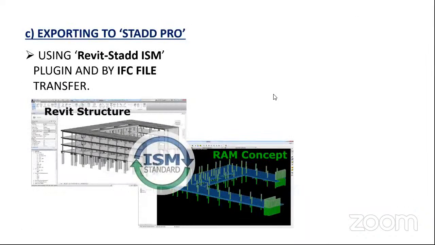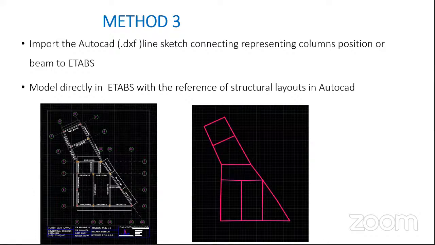And the next one is exporting to STAAD.Pro. STAAD.Pro is a Bentley software for structural analysis and design. This is the Revit STAAD ISM plugin, but the main drawback of this plugin is that Revit updates yearly, but the ISM for each year is not updated properly. That's the main drawback.